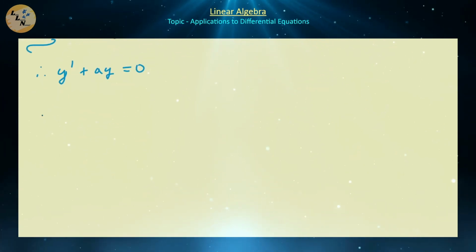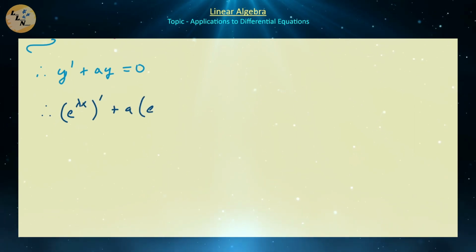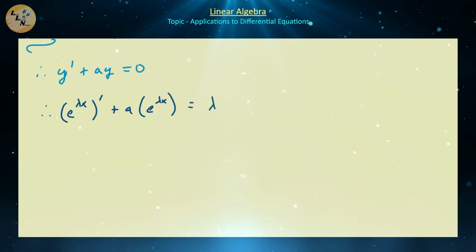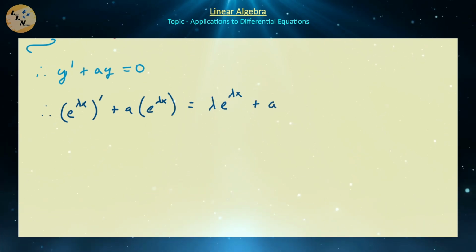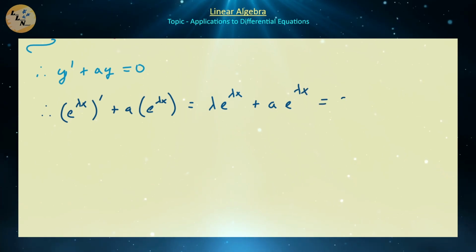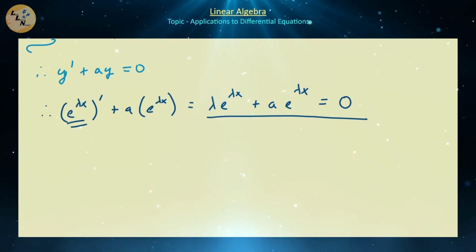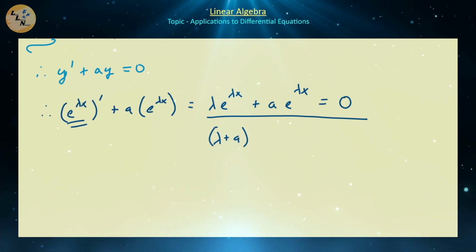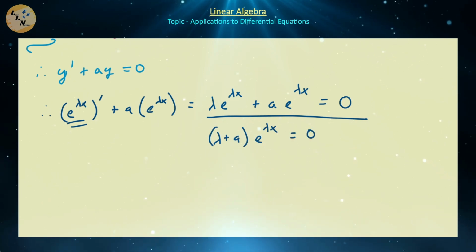Well, if that's the case, then the derivative of e to the lambda x plus a e to the lambda x is going to be equal to what? So that's going to be equal to lambda e to the lambda x plus a e to the lambda x, and that's going to be equal to 0. Well, because we're not really sure that e to the lambda x is going to be a solution, because we don't know exactly what lambda is, this will be true if and only if lambda plus a times e to the lambda x is going to be equal to 0.